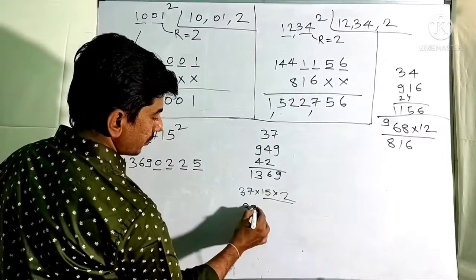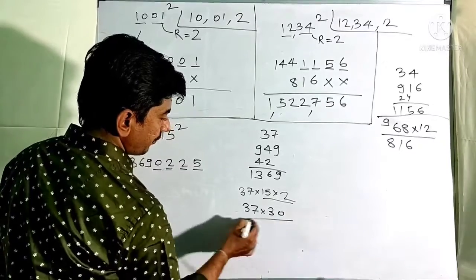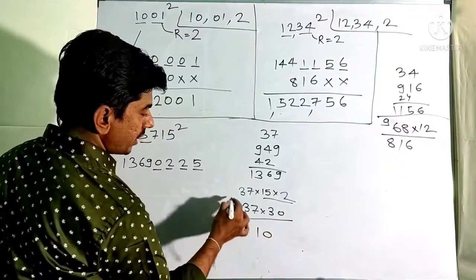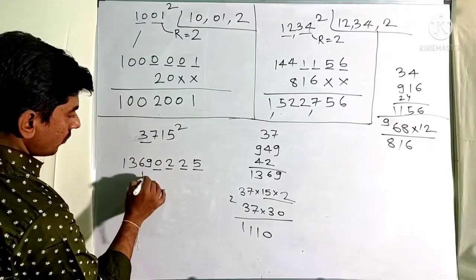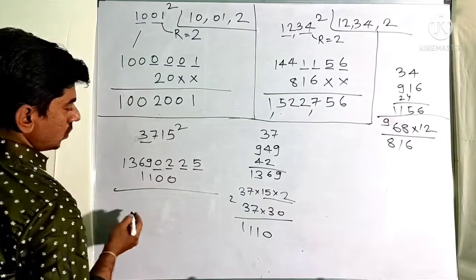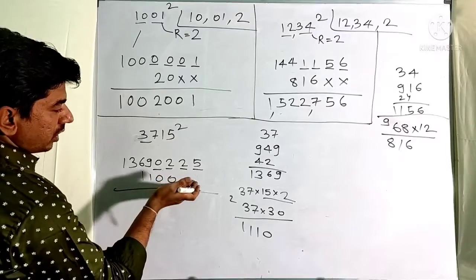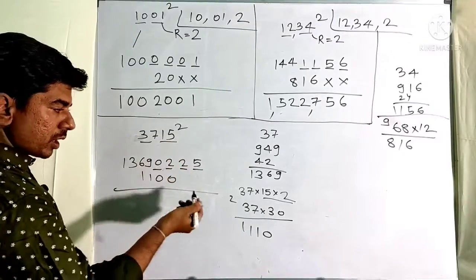15 2s are 30, therefore 37 into 30. Here it will be 0, 7 3s are 21, 3 3s are 9, 10, 11. The answer will be 1110, leaving 2 digits. Here you should write it leaving 2 digits, because the right part is made up of 2 digits.